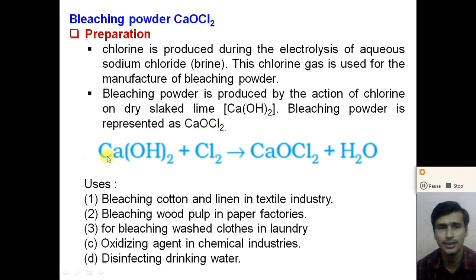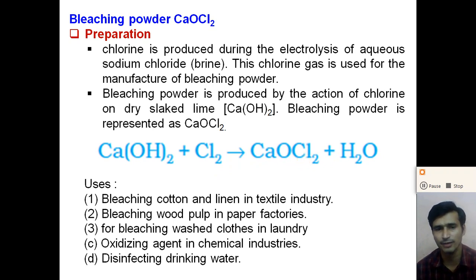So what is the reaction? When slaked lime, Ca(OH)2, calcium hydroxide, reacts with chlorine Cl2 gas, we get CaOCl2 plus water, right? So here CaOCl2 is bleaching powder. What is the use of bleaching powder?